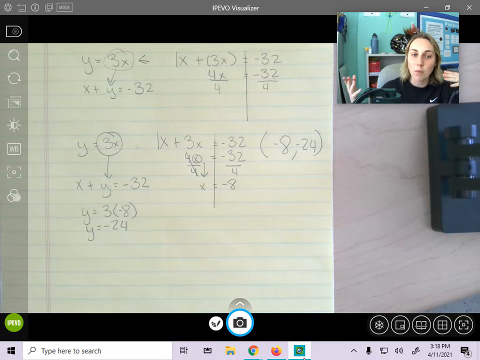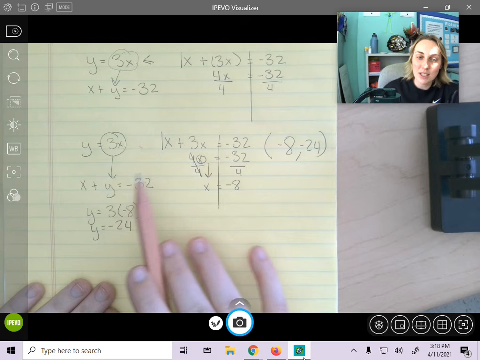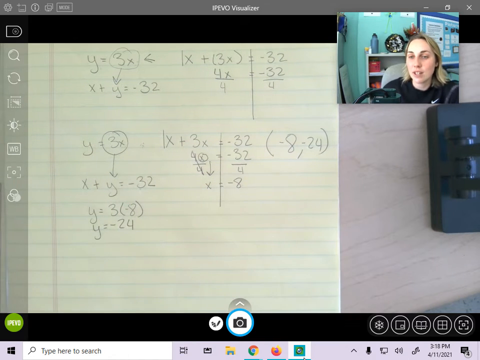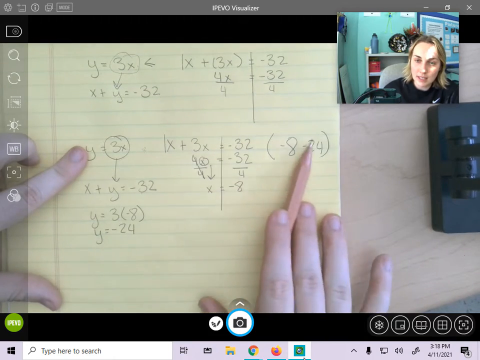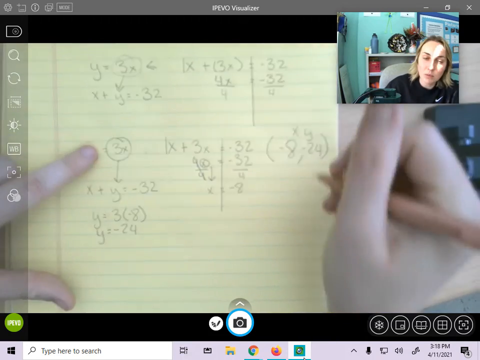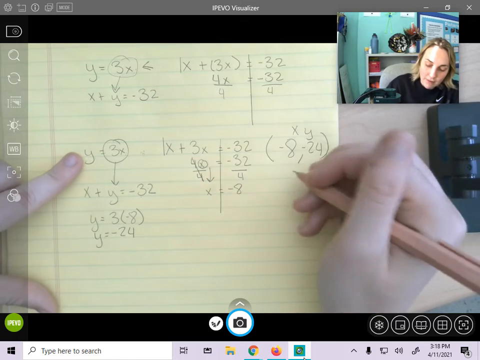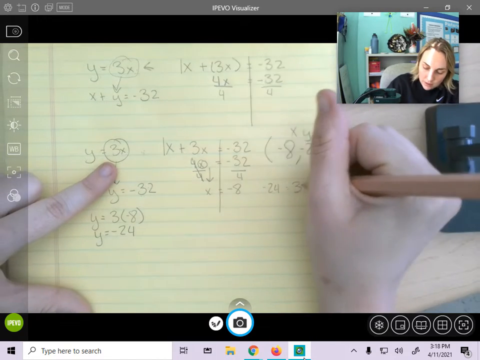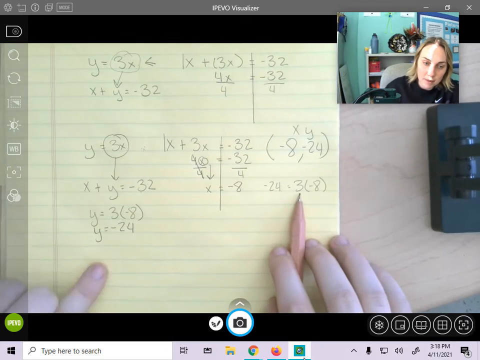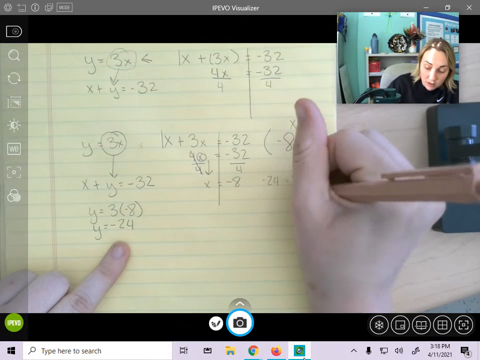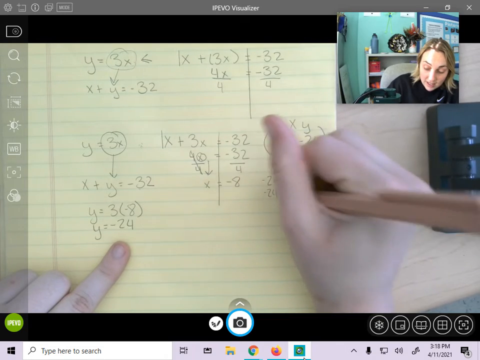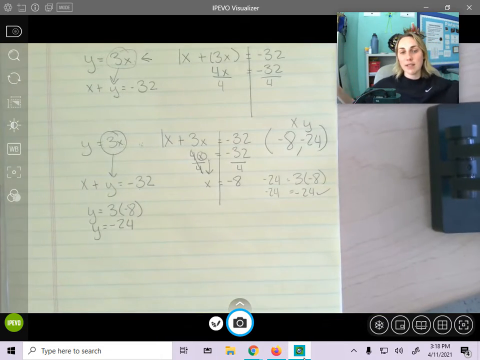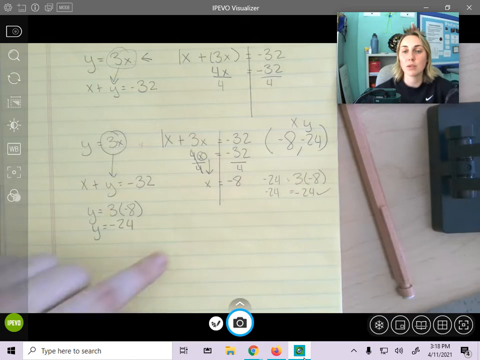Now if I wanted to check it, what I can do is substitute these values into either one of these equations to figure out if it is true, or both of them. So first let me substitute this x and y value into this one, make sure it works. My y value is negative 24. My x value is negative 8. As we remembered from down here, 3 times negative 8 is equal to negative 24. Negative 24 is equal to negative 24, so it works. This is the solution. So that's the answer to the first problem.